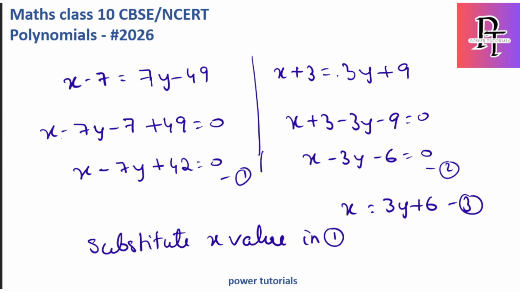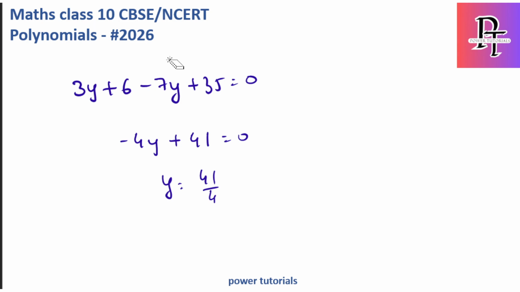What about here? Here the calculation is fine. x plus 3 minus 3y minus 9, x minus 3y minus 6. Yes, here it is fine. So just change it: plus 42 here. 42 plus 6 is 48. So the y value is 48 by 4, which is 12. The age, mostly for 10th grade, should be an integer. If you are getting a fraction or some other number, definitely there is some calculation mistake. So just cross check so that you will get the right answer.